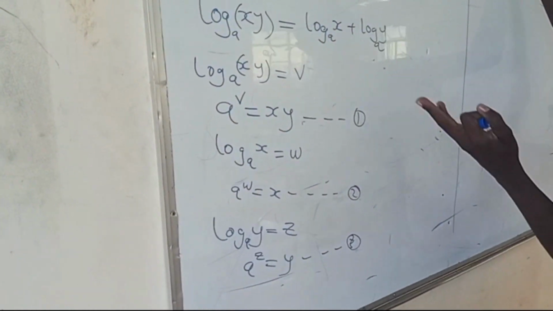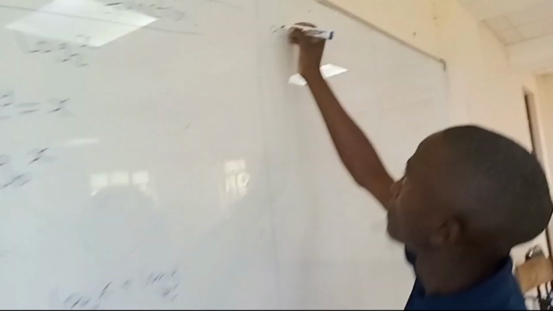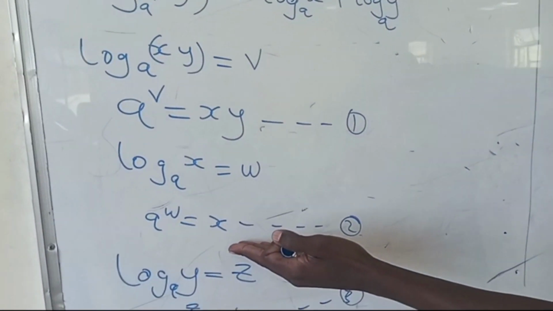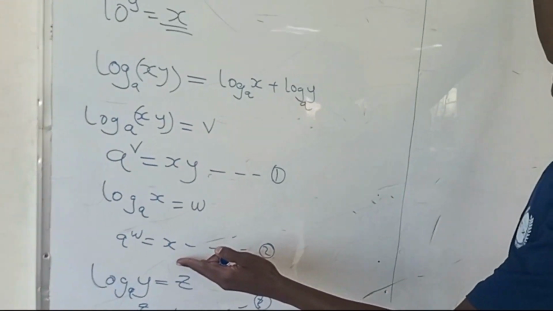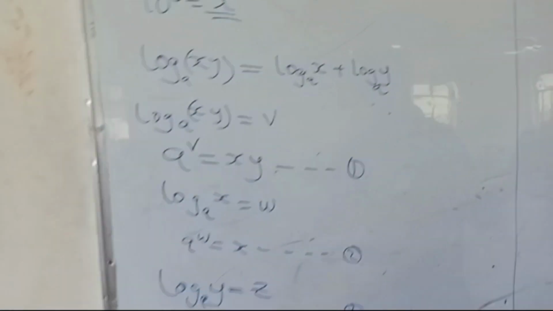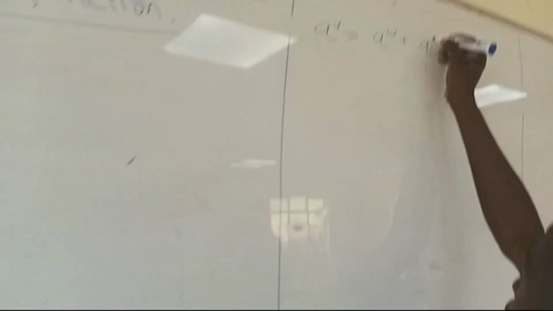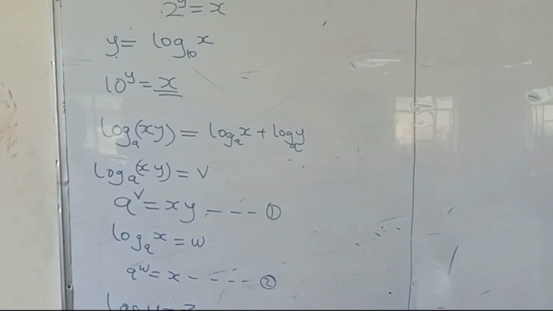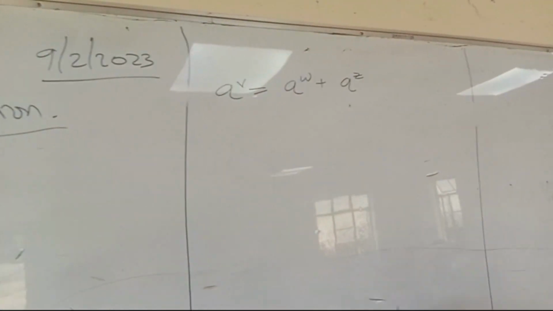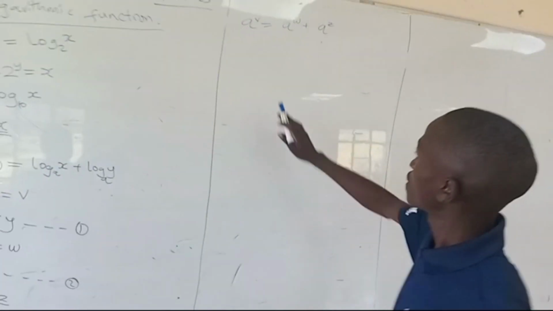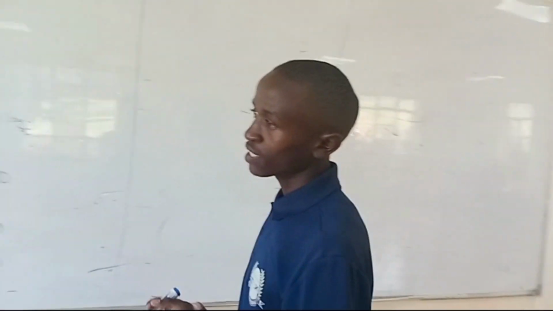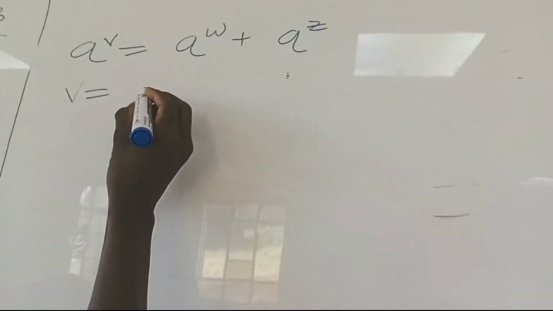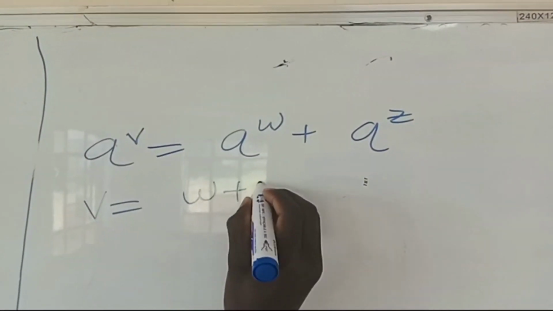So the first equation says a power v equals xy, the second equation has given us a power w, and the third equation has given us a power z. We were told to show that this one is equivalent to this. If you are given any logarithm equation of the same base, you can just drop the bases. So the result will be v equals w plus z.